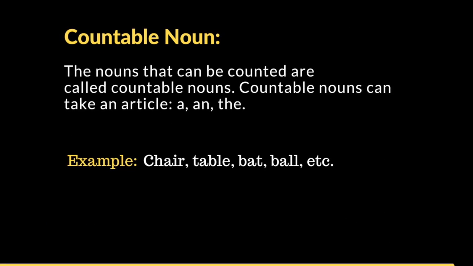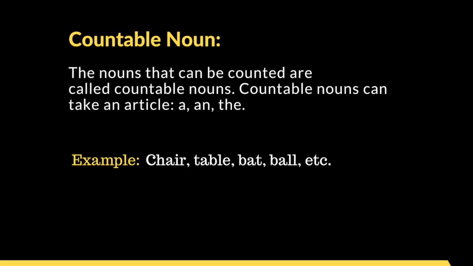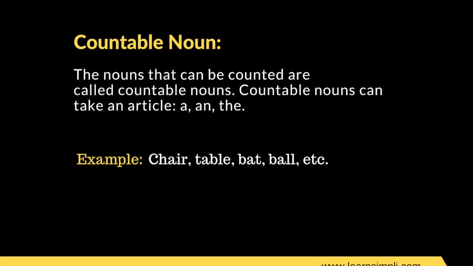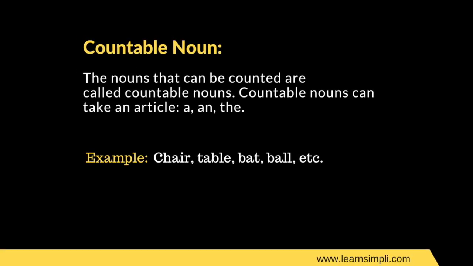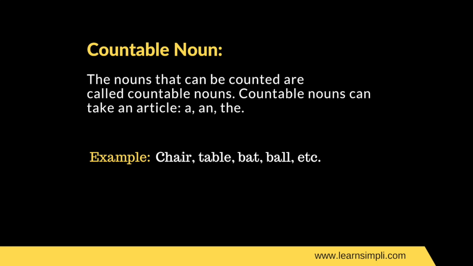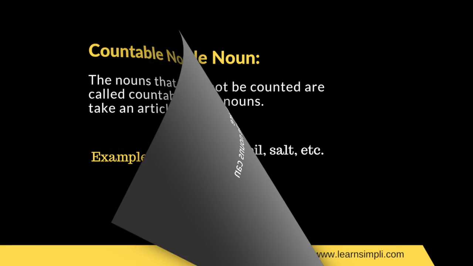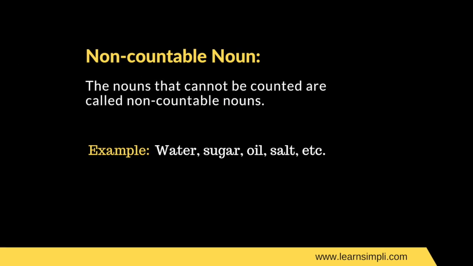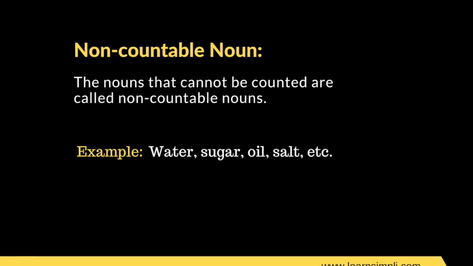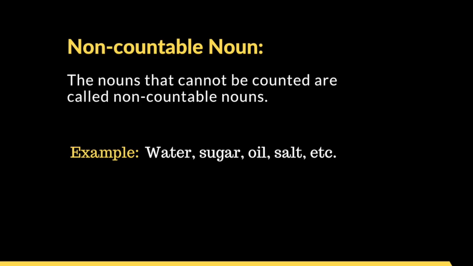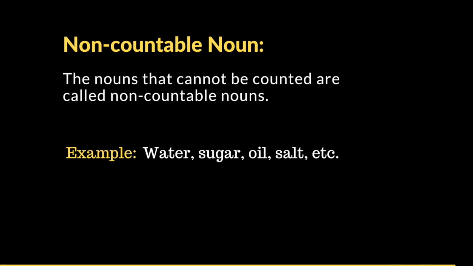The nouns that can be counted are called countable nouns. Countable nouns can take an article, a, an, the. Example: chair, table, bat, ball, etc. The nouns that cannot be counted are called non-countable nouns. Example: water, sugar, oil, salt, etc.